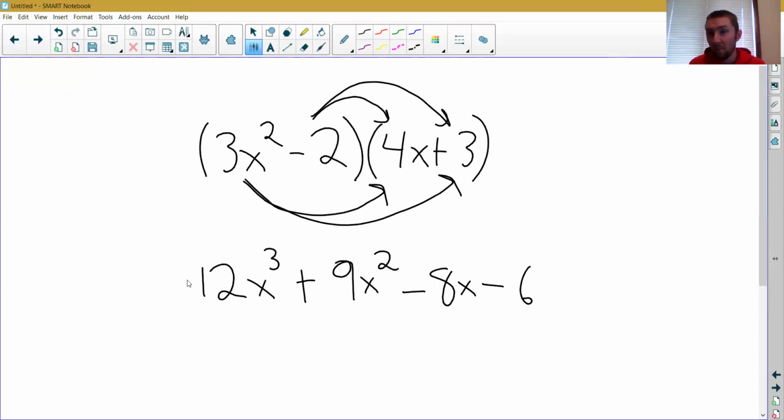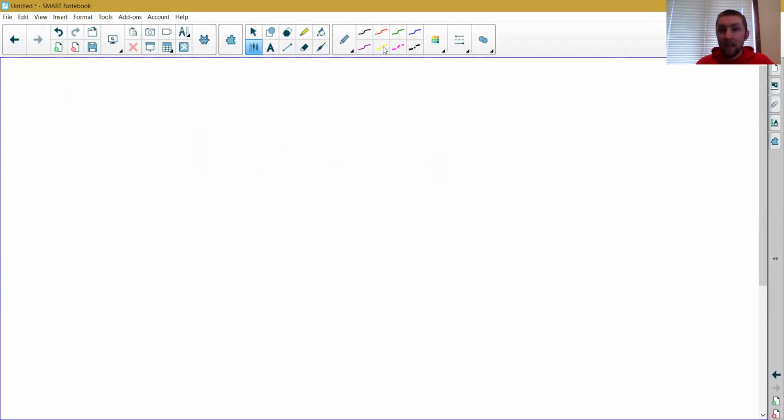There's nothing for me to combine here because all my variable pieces are different: x to the third, x squared, x, no x's. So that's my final answer in standard form right there. Okay, so FOIL method or double distributive property can look more complicated. We did also look at some examples that were slightly easier.